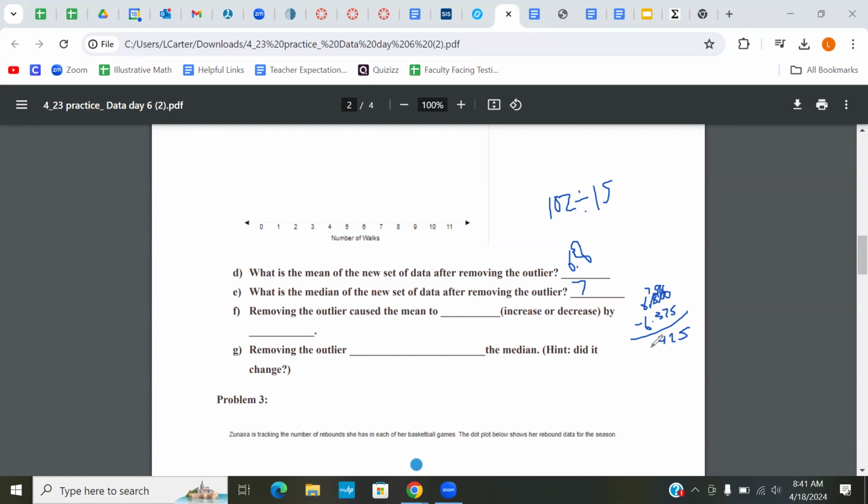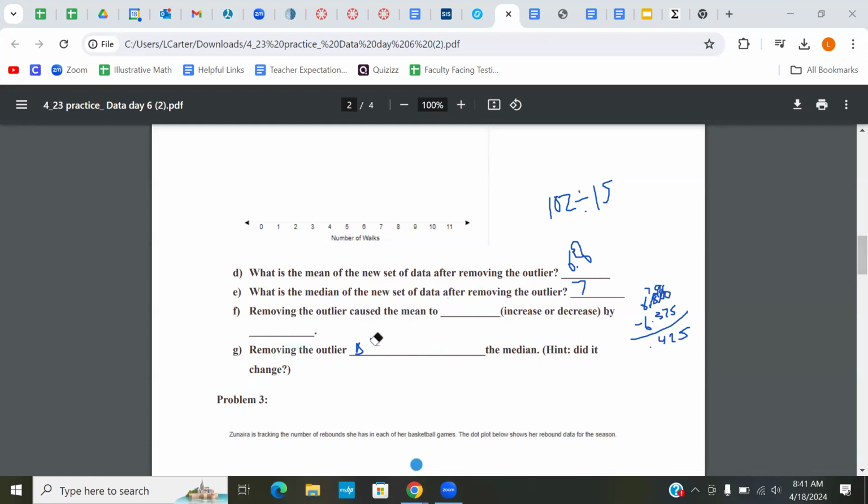All right. So what happened here is that the mean increased by 0.425 by removing the outlier. Okay, so that means that outlier was actually dragging it down. It was skewed left. So removing the outlier did not change the median, still the same. So that's number 2.